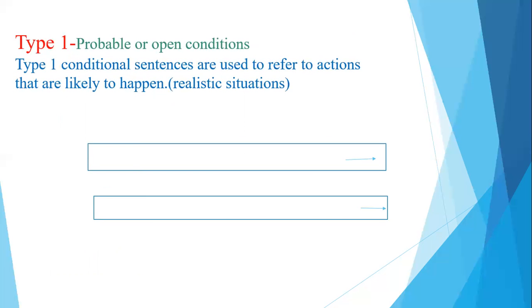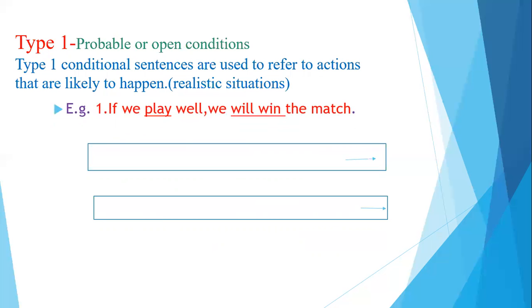Type 1. Let me read the note for you first. Type 1 conditional sentences are used to refer to actions that are likely to happen. Okay, students, usually we use type 1 conditional sentences to talk about realistic situations. Realistic situations, don't forget that. So let's look at an example. Read it with me. If we play well, we will win the match. Look at the if clause and the main clause, condition and result.